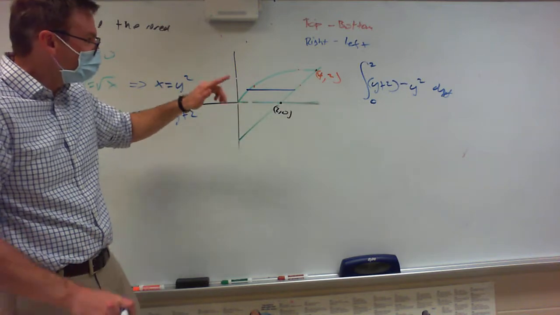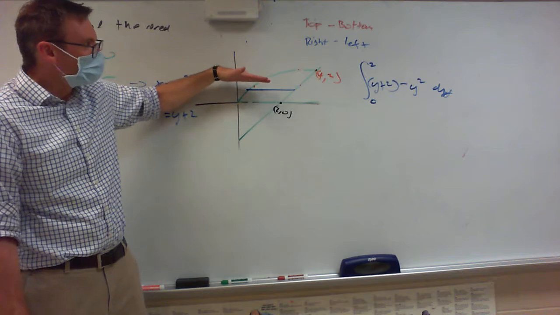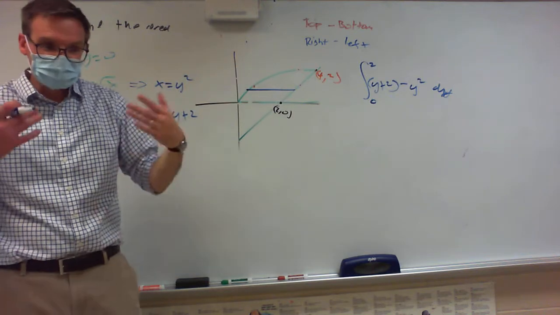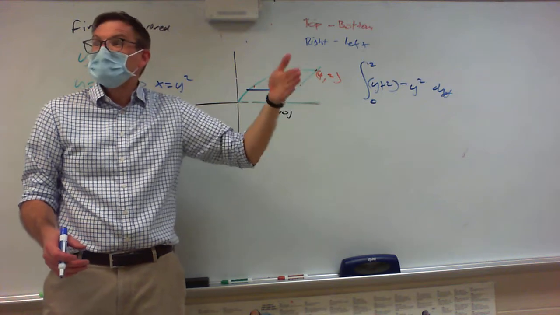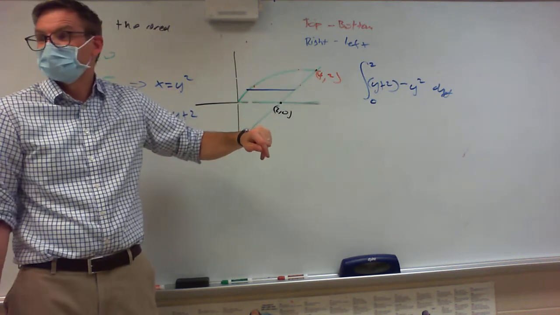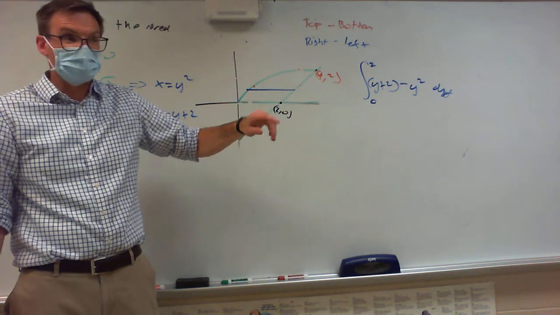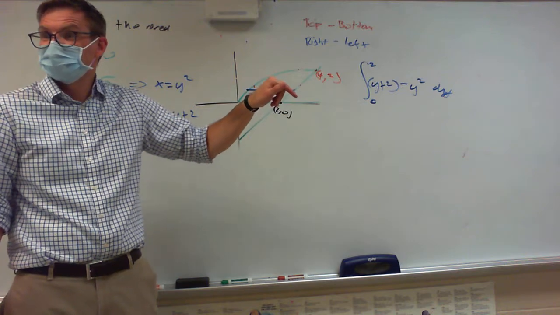So, a lot of times, particularly when you're starting out, you want to use vertical rectangles because that's what you're used to. But sometimes they force the issue where you have to use horizontal rectangles. Okay. Does this make sense? All right?